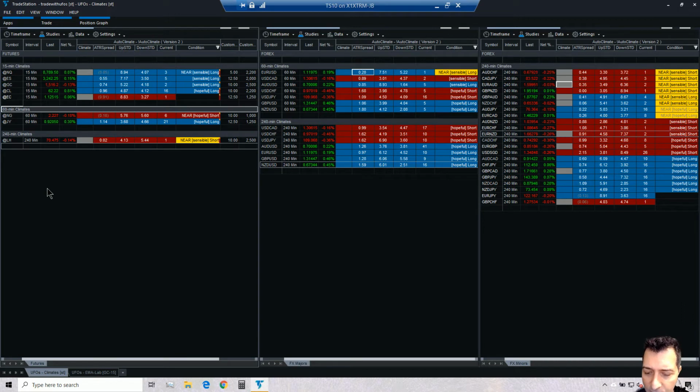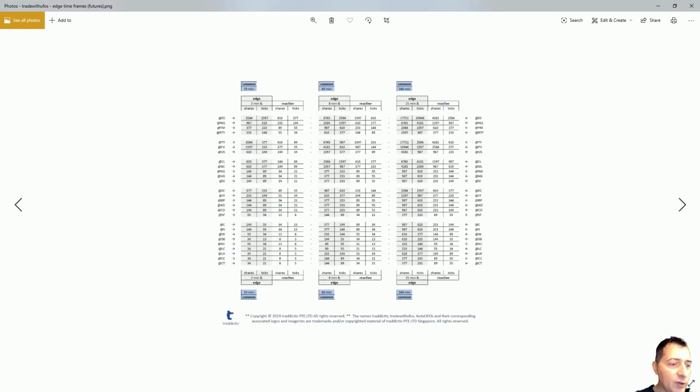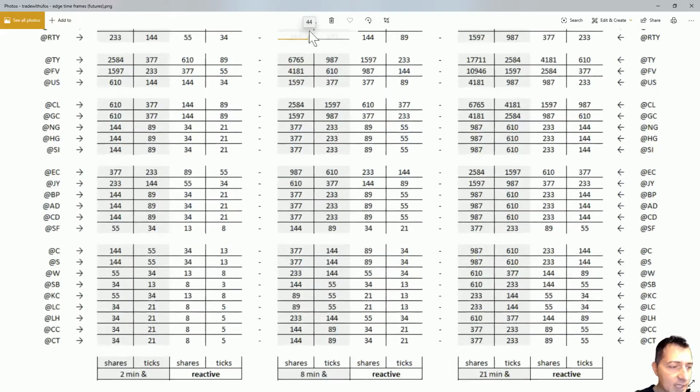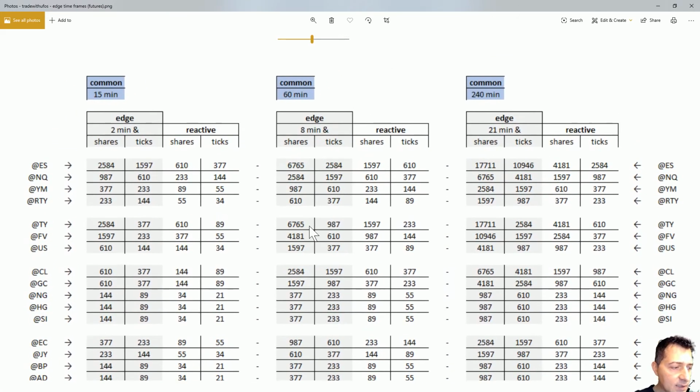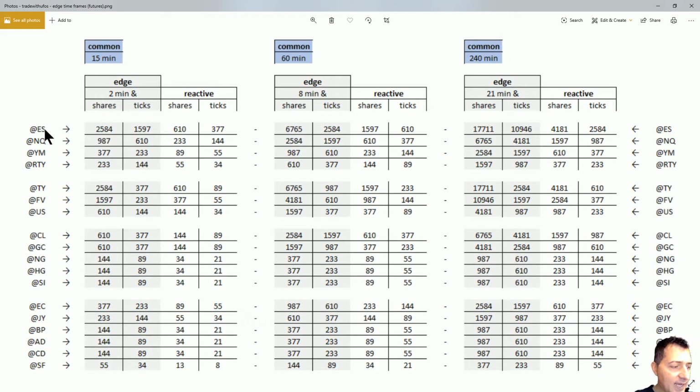Babu would like to know which time frame other futures markets go. Okay, good. So that's an easy one to answer. I'm going to show it to you on the screen, and if you don't have this, Babu, I would like you to send an email to reach@tradewithufos.com, and we'll send it to you. But basically, this is the list of futures markets: S&P, Nasdaq, Dow Jones, Russell, 10-year note, 5-year note, 30-year bond, etc. And here you have the time frames.